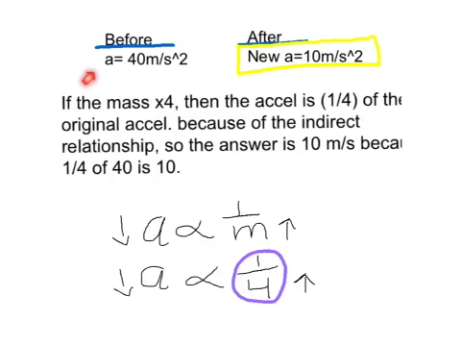Before we had 40 meters per second squared, and if the mass is quadrupled, then the acceleration is 1/4 of the original acceleration. Because of the inverse relationship, the answer is 10, because 1/4 of 40 is 10. You have to remember to put it in meters per second squared.